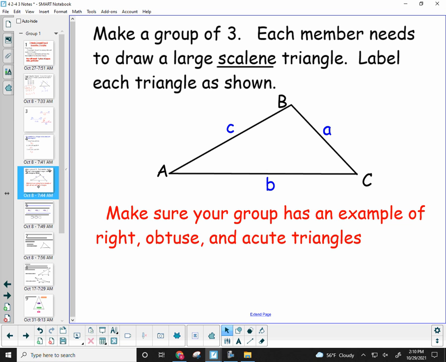Okay, once you have your triangle drawn, please name your triangle ABC. So one angle is capital A, one angle is capital B, the other is capital C. Name your triangle ABC. You have to make the right angles. Okay. So name your triangle ABC.